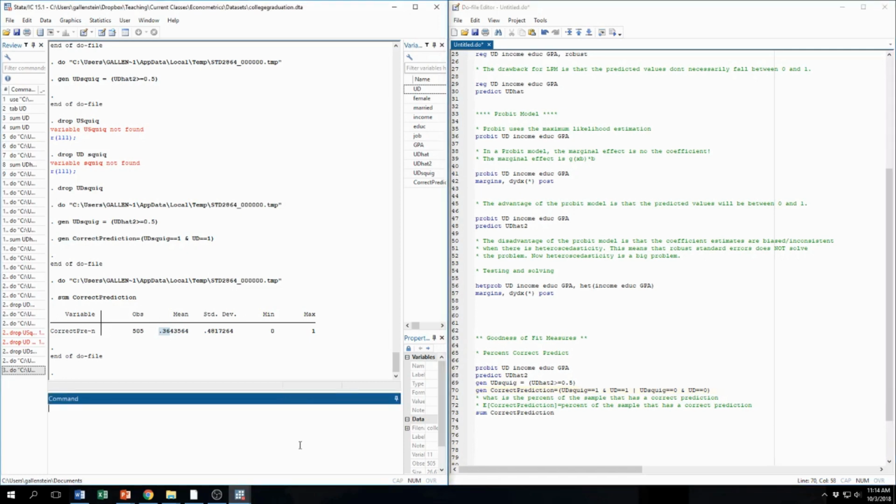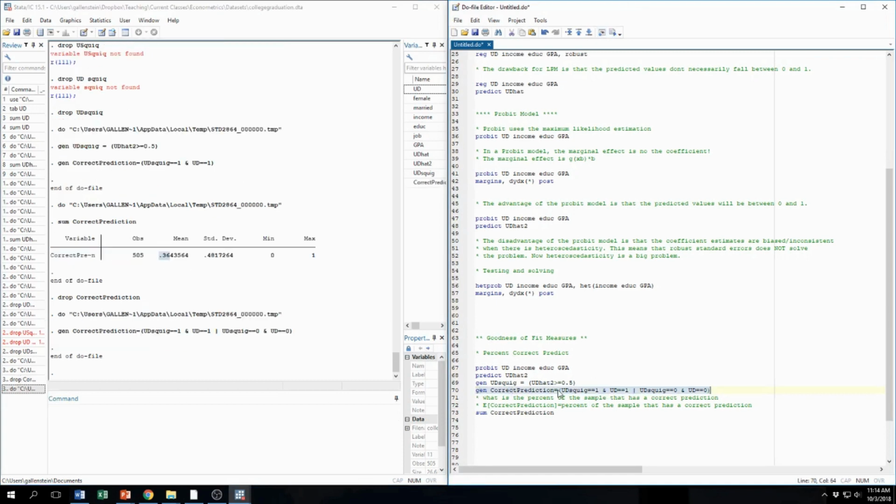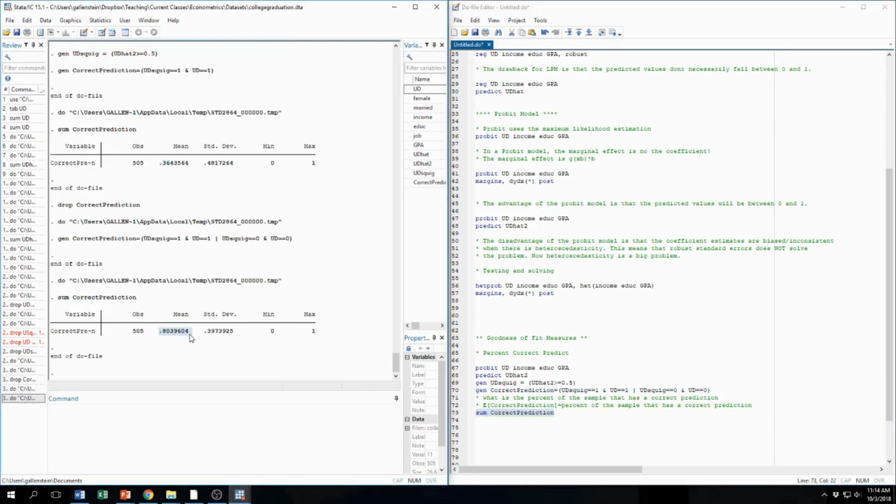All right, so now I need to drop correct prediction. Drop that. Regenerate it. Here we go. So these are ands, and then this is an or symbol. All right, let's do this again. There we go. This will give us much better. All right, 80%. 80% is pretty good. Basically, we're saying that 80% of our predicted values predict the correct value in the data set. That's not bad. That's a pretty good predicted value.